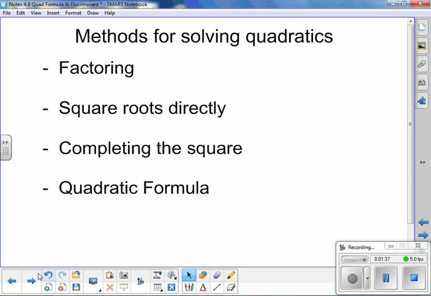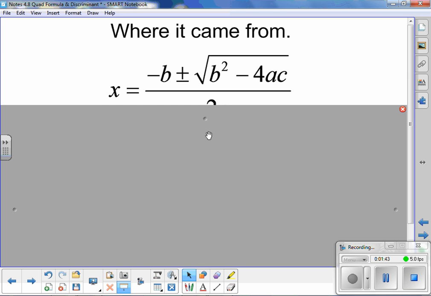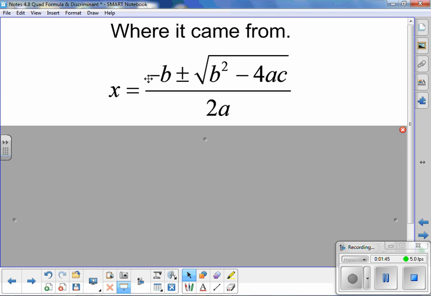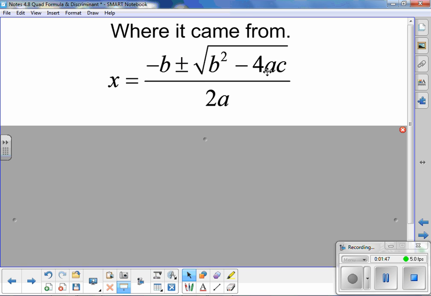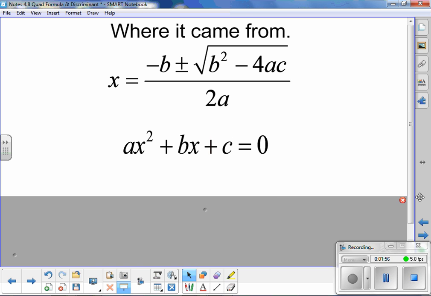But right now I'm going to show you how to do the quadratic formula, and where it came from. The quadratic formula just didn't come out of thin air. It looks like this. Most of you should have memorized it from your Algebra 1 classes. x equals negative b plus or minus the square root of b squared minus 4ac, all over 2a. So it actually comes from this.